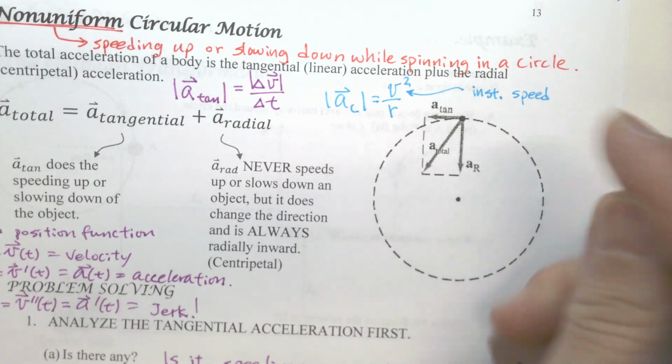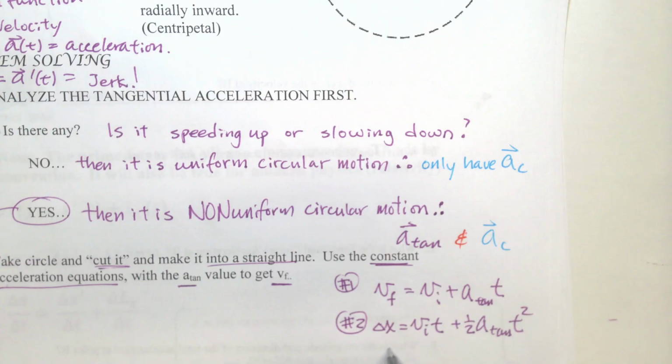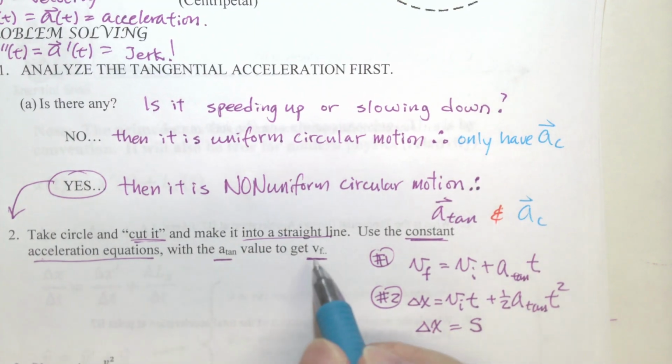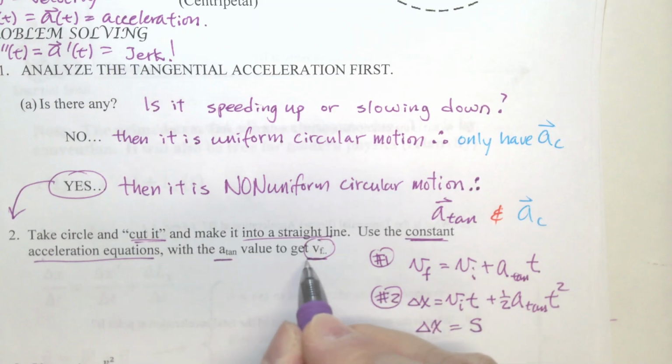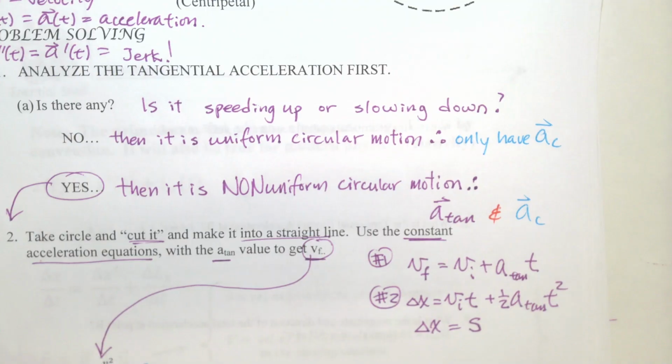Okay? Because you're cutting this and straightening it out. So if you don't travel the complete circumference, your delta x is the same thing as the arc length s. Then once you figure out your v final, or sometimes you have to find your time first to figure out your v final, this v final can now be substituted into your a sub c equation to get your a sub c.